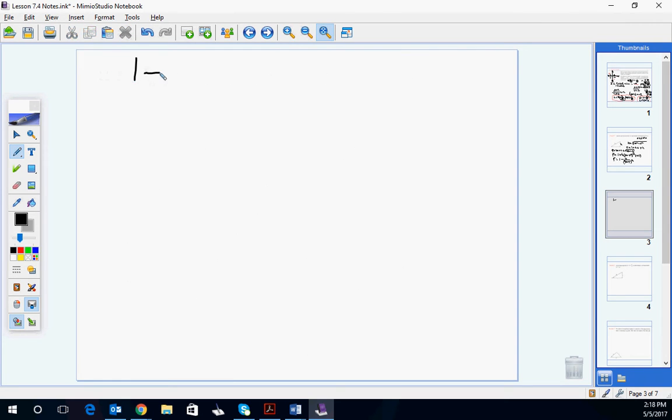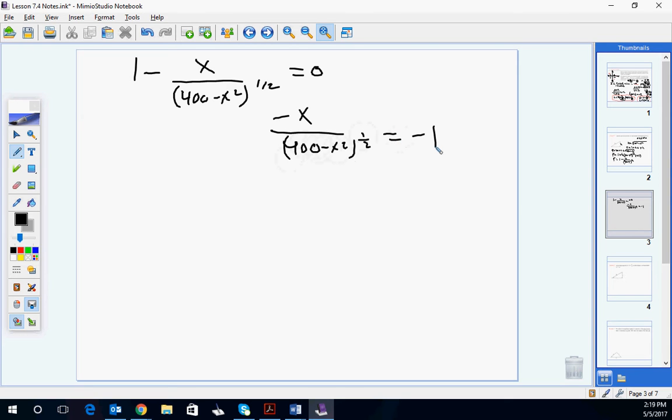So if I have 1 minus x over the square root of 400 minus x squared, remember, this is equal to 0 for finding the critical numbers. So we can just solve. What I mean by that is I can subtract the 1. Since that's negative, they're both positive. It's a positive 1, that negative's there. So then I'll change that like that, and I'll multiply this over.